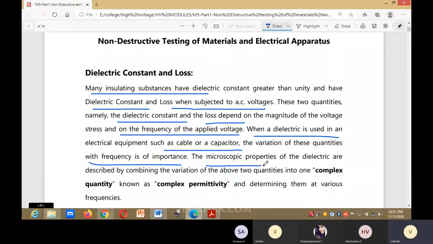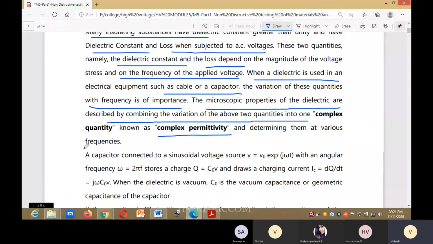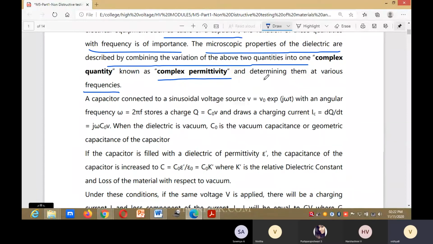The macroscopic properties of the dielectric are described by combining the variation of the above two quantities with frequency into one complex quantity known as complex permittivity, and determining it at various frequencies.